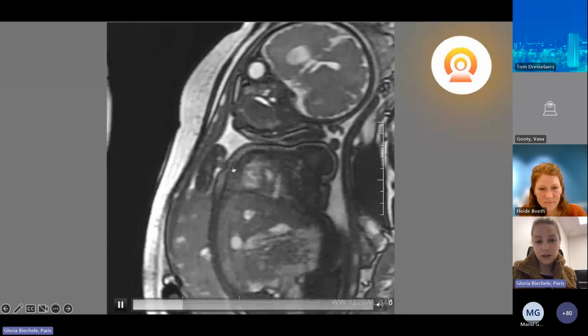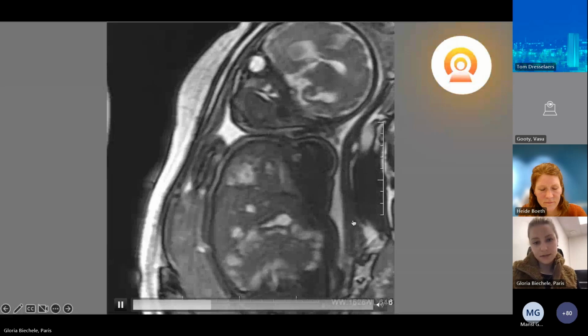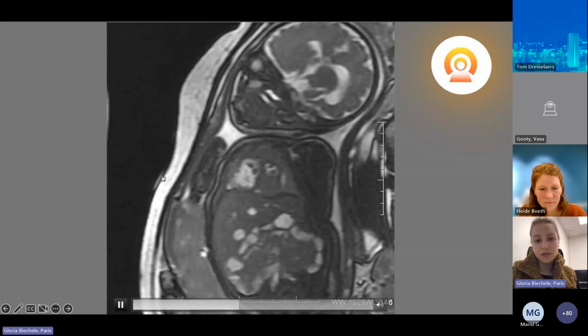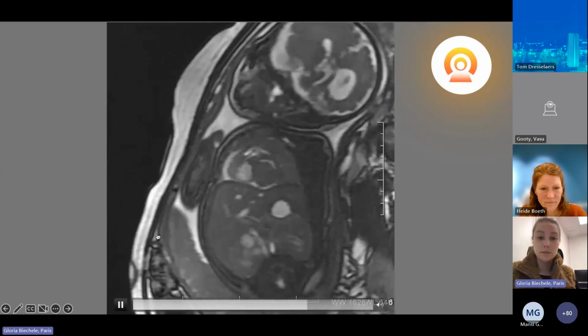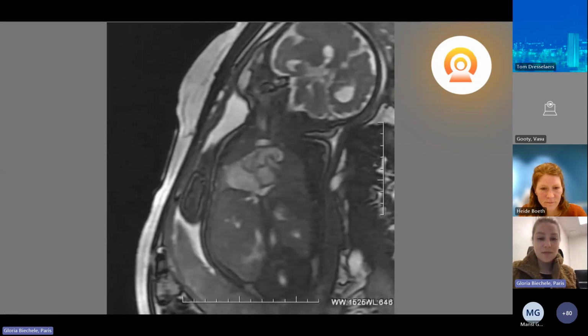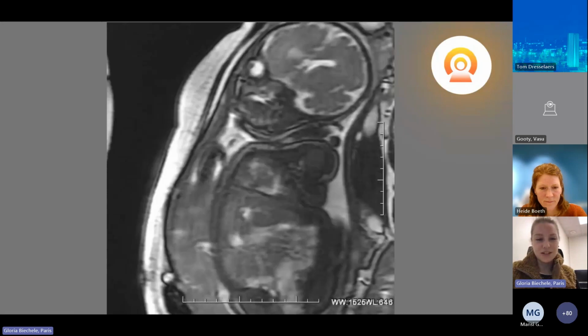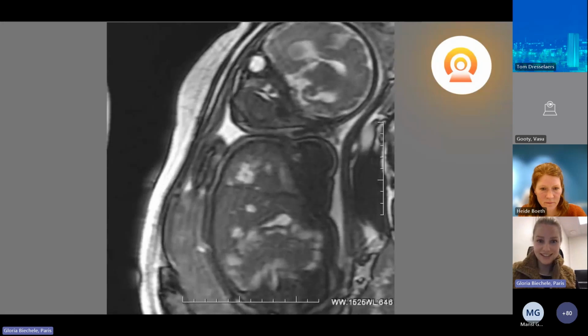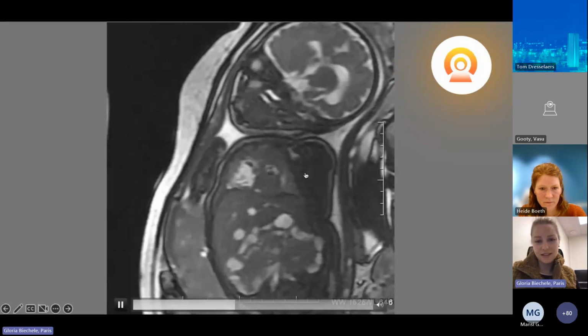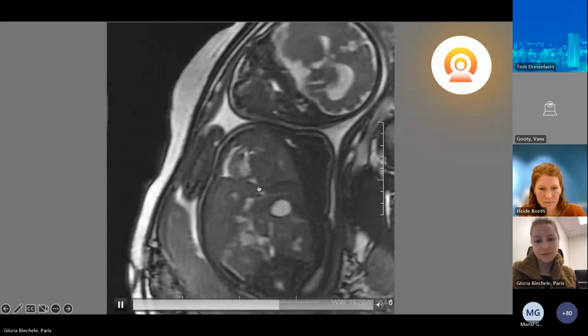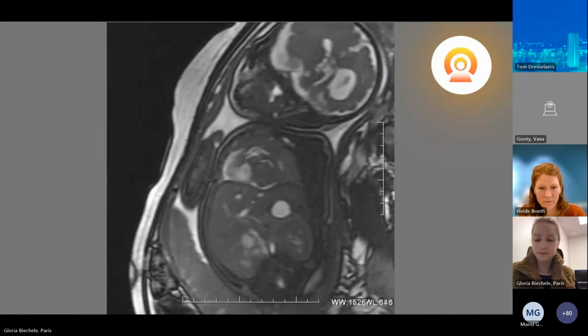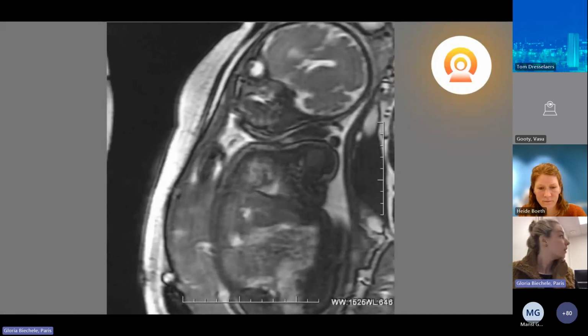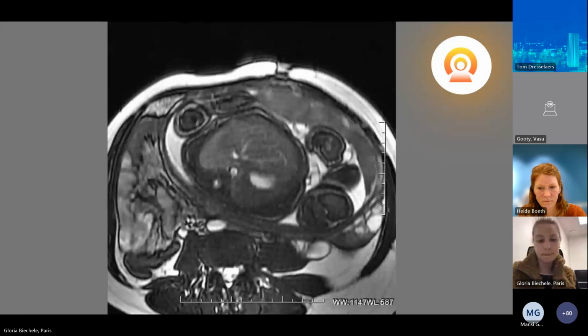We do have artifacts, and we do have some double contours of the maternal abdomen here, originating from movements in a time in which the pregnant woman should actually not have breathed. I think this is quite a good slice here. And we're going to go on with the 4-chamber view.